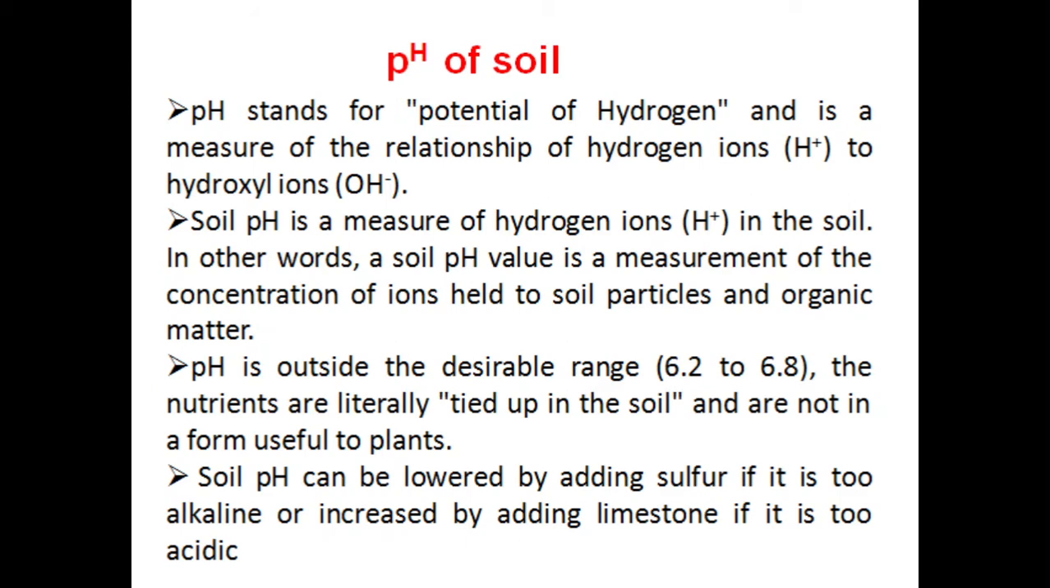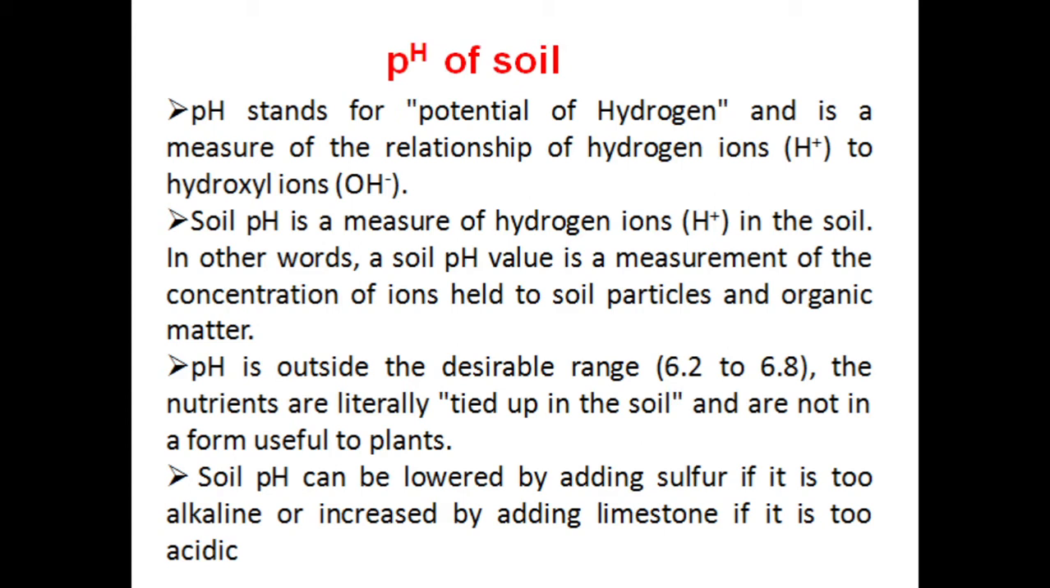As you are aware, pH is the potential of hydrogen, meaning it measures the hydrogen ion concentration. It is given by the formula pH equals minus logarithm to the base 10 of the hydrogen ion concentration. The pH is the indicator of the acidic or alkaline property of the soil. If the pH is high, the soil is alkaline. If pH is low, the soil is acidic. If pH is 7, the soil is neutral. This is how pH can be defined.